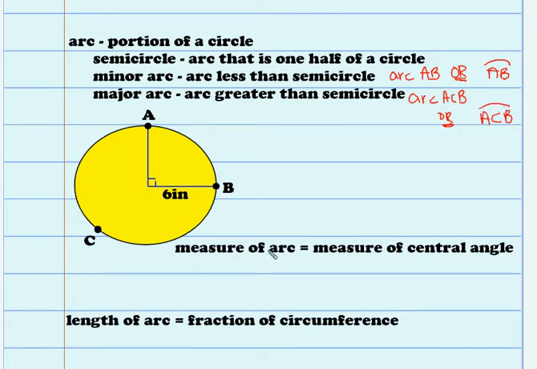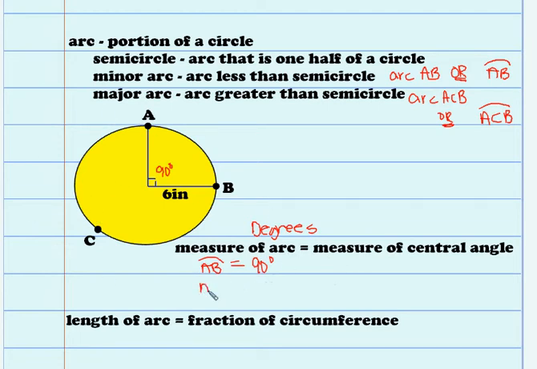Now, we can measure arcs by using the measure of the central angle. This is in degrees. Okay, the measure of the arc is equal to the measure of the central angle. So the arc AB is going to equal, this is a right angle, so this is 90 degrees. So the arc AB measures 90 degrees. And we can do the same with ACB.